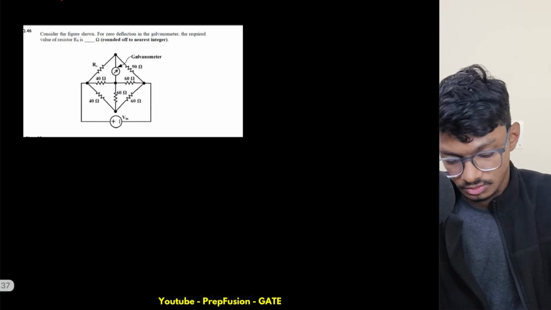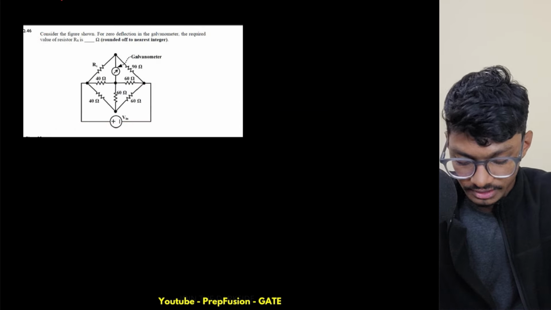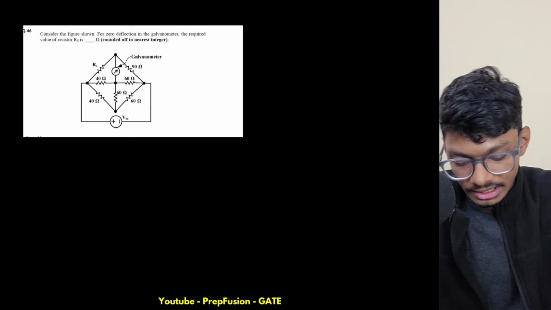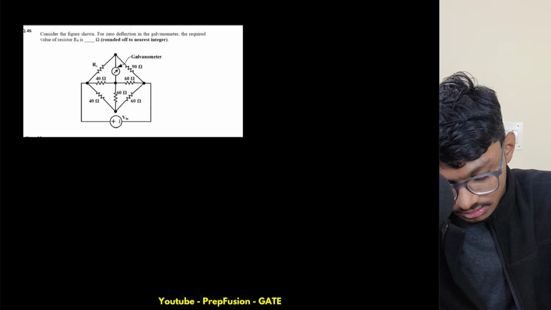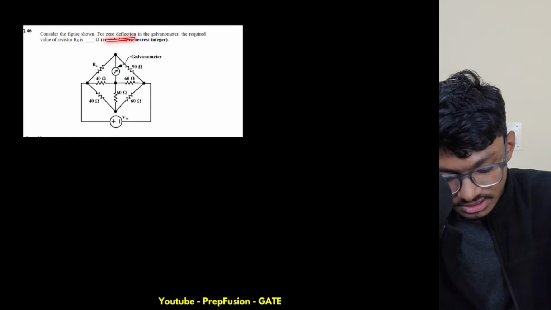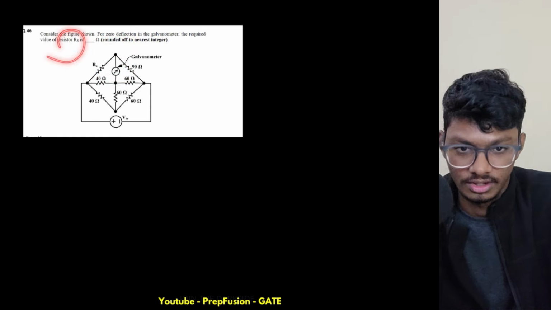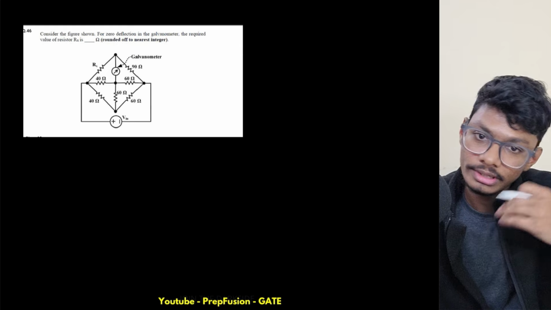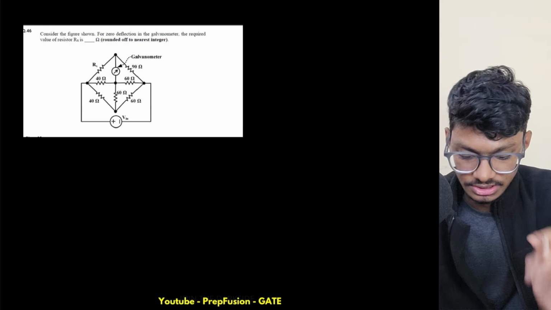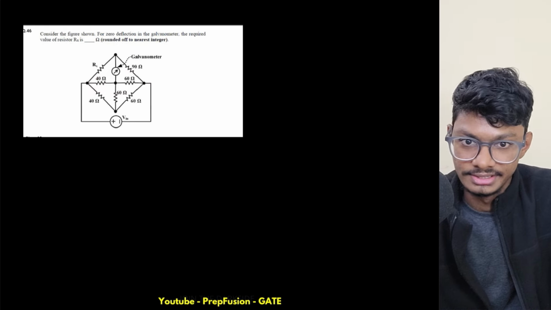Okay, so now let's go to this next question. This question is very interesting because they have told us that the galvanometer in the circuit has zero deflection. So what will be the value of Rx? This is looking like a bridge circuit, but this is not really a bridge. So here we have resistances here.